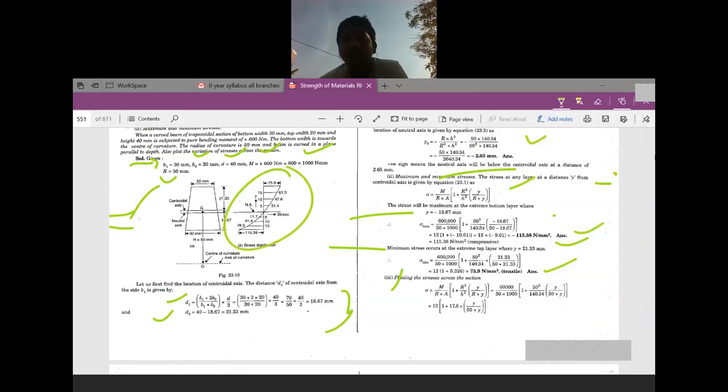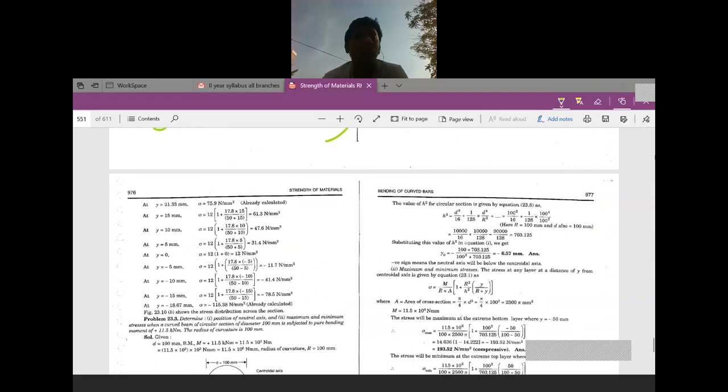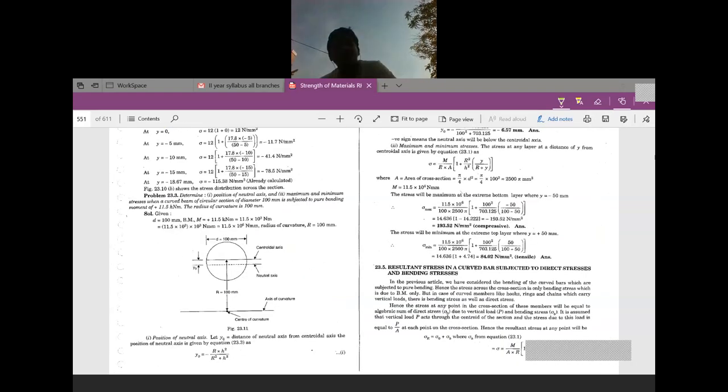Understand? This is one problem. In a similar manner, you have a problem on a circular section as well. Understand? Here he has given: determine position of neutral axis, maximum and minimum stress when a curved beam of a circular section of diameter 100 mm is subjected to a pure bending moment of 11.5 kilonewton meter. The radius of curvature is 100 mm. Here he has given the depth and moment; the moment is given in Newton meter, you convert into mm. The radius of curvature is 100 mm.